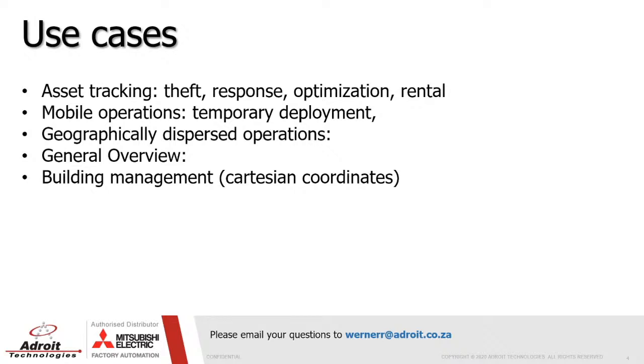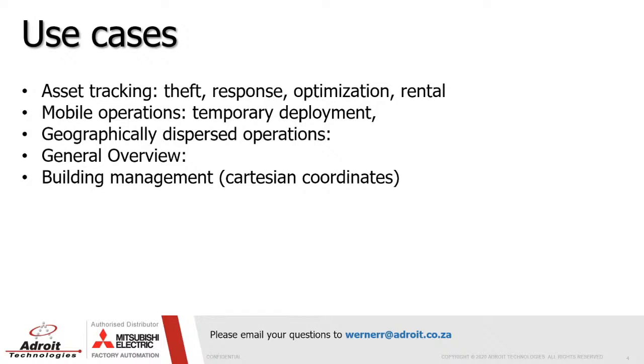So for a couple of use cases, the most obvious being asset tracking, especially in South Africa. Knowing where your assets are when they're moving and also where they end up can be important to curb losses due to theft. These use cases are typically more concerned with the location of the asset. Another common case is for mobile operations, where it's not only the location that's relevant, but also its operational values.